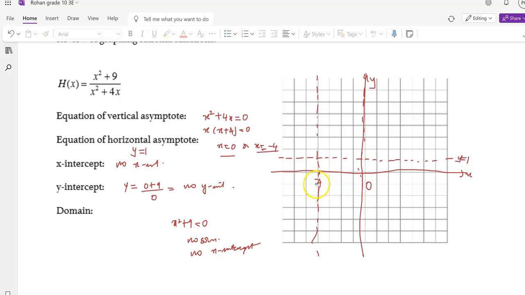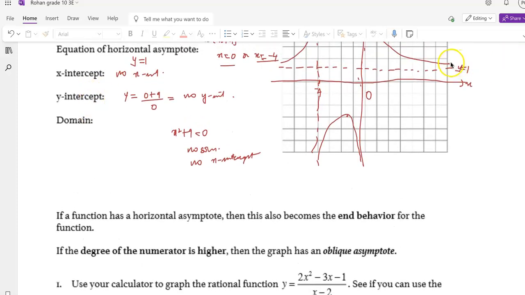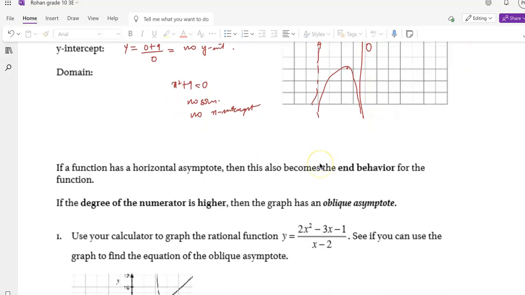So graph it then. If a function has a horizontal asymptote, then it also becomes the end behavior for the function. Because for the horizontal asymptote, as your x goes to infinity, your y will approach 1. And similarly, as your x goes to minus infinity, y will approach 1. So your horizontal asymptote becomes the end behavior.